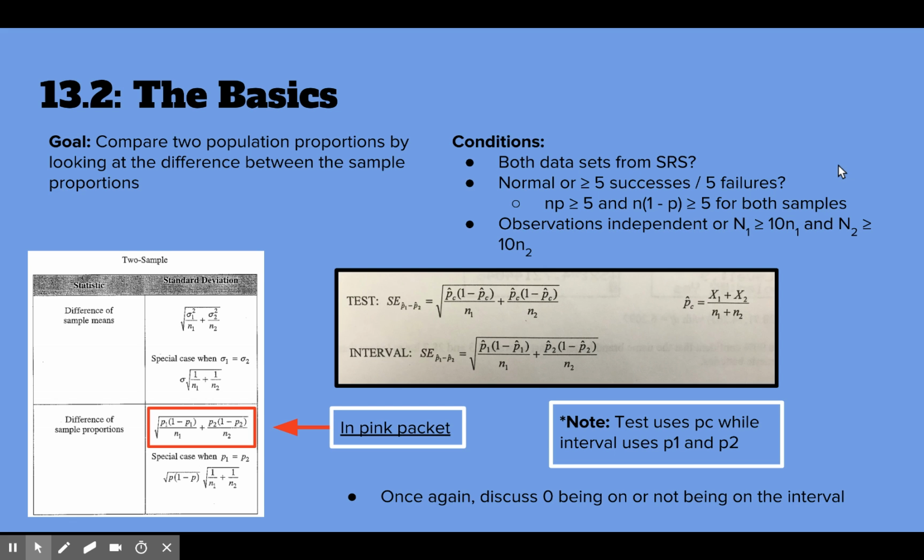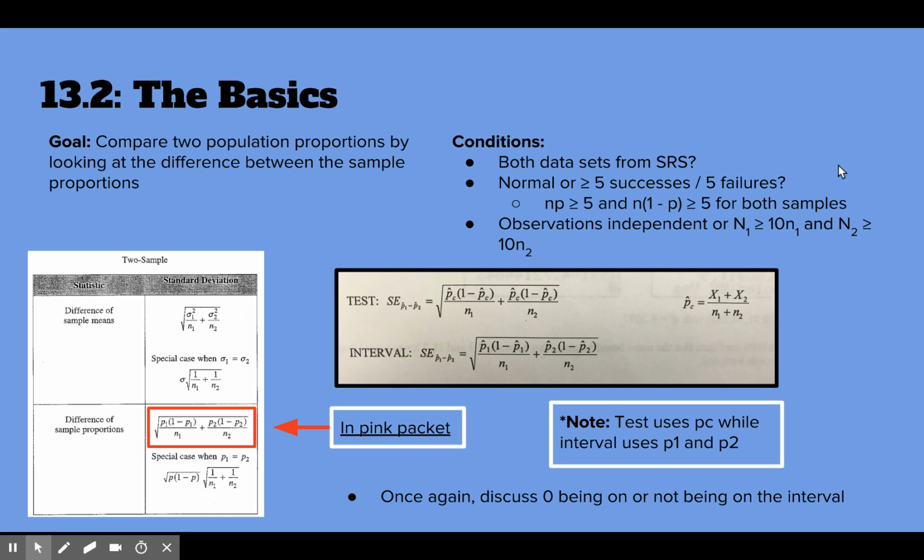So the test statistic and confidence interval aren't fully written out here because they're basically the same. All that we're going to change is replace some x bars for p hats, because we're trying to find the difference in proportions this time. And then one note to make for the standard errors, this comes directly from the pink packet, so it's easy to remember. But the only difference, and something you do want to remember, is that the test uses p sub c, which stands for combined.